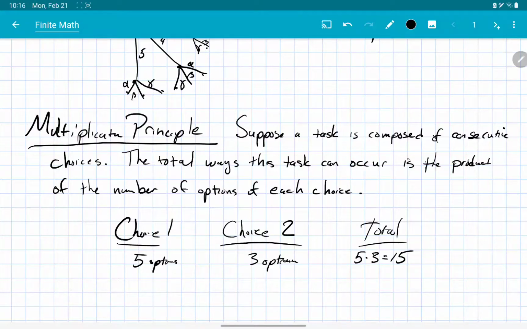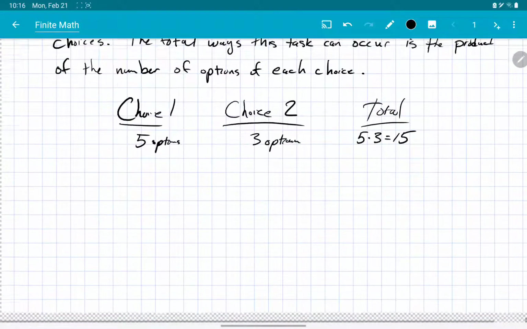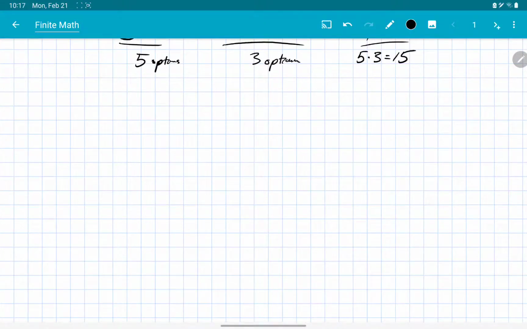Okay, so now we're going to do a few more examples like this, and we'll introduce some notation at the end. But let's do some more examples using this multiplication principle.